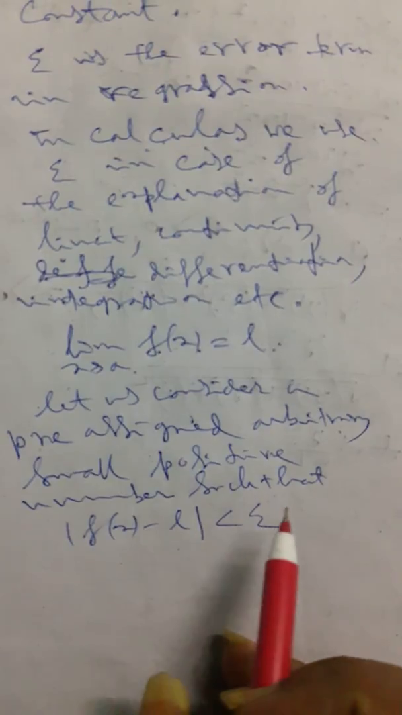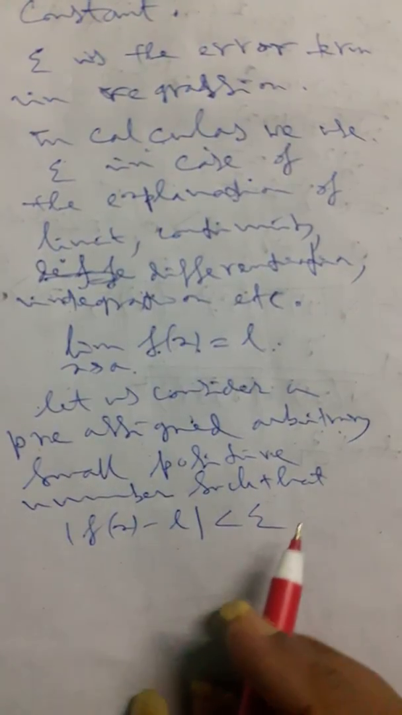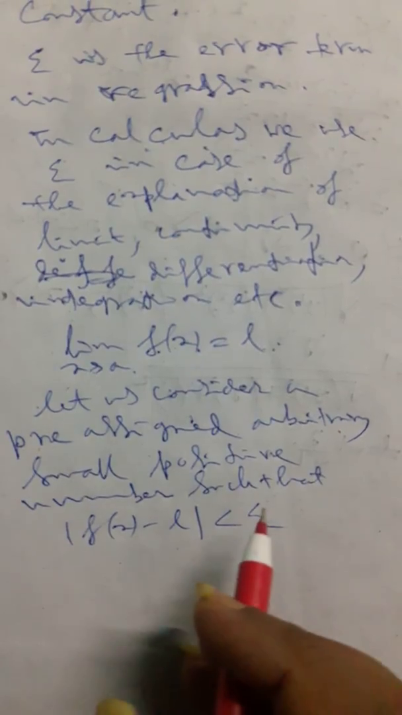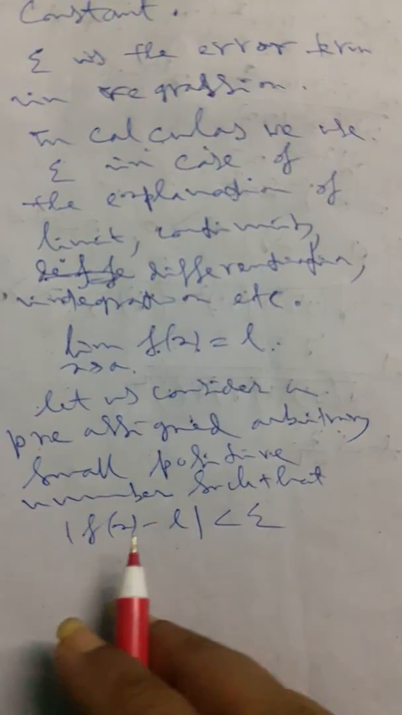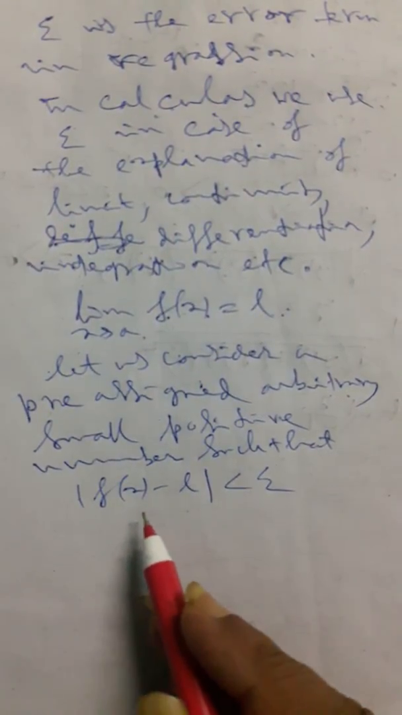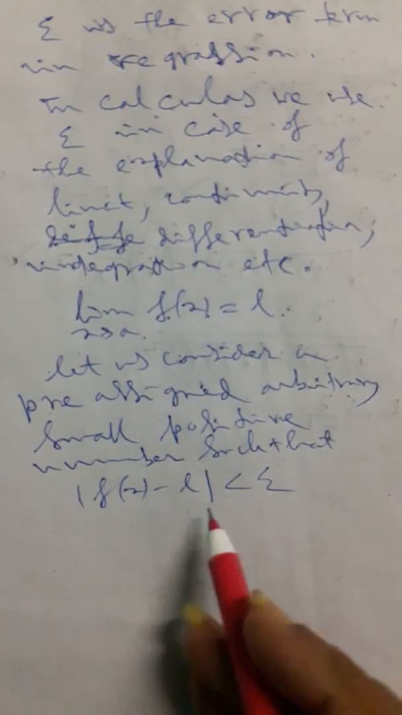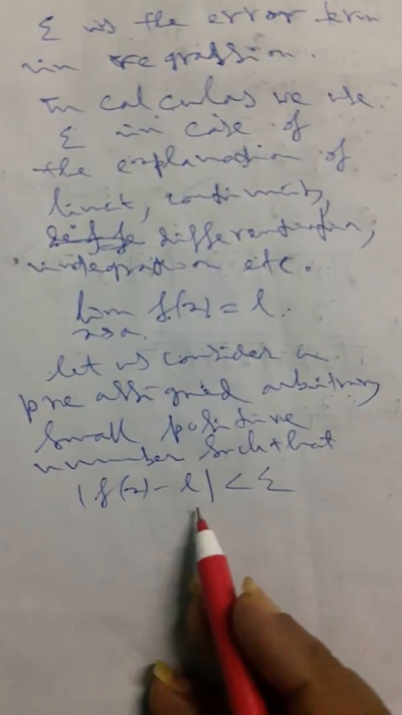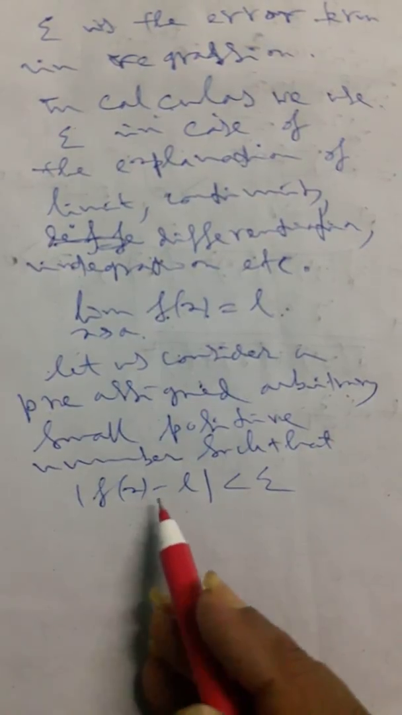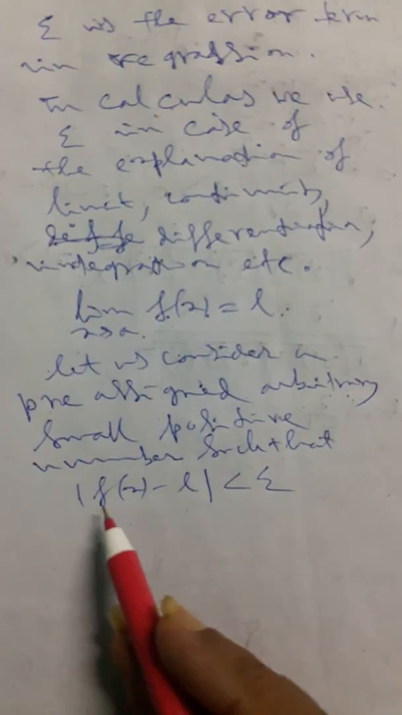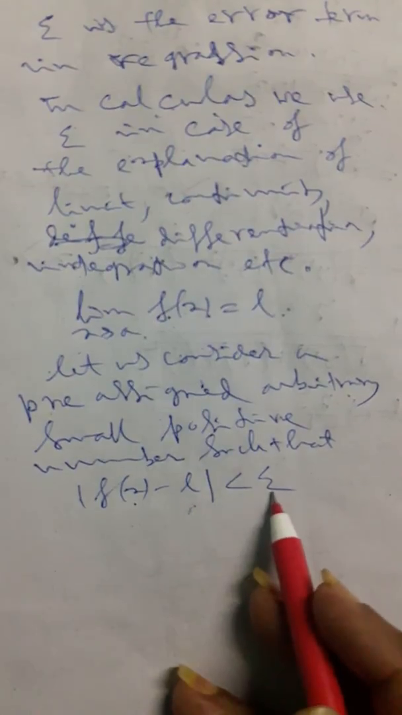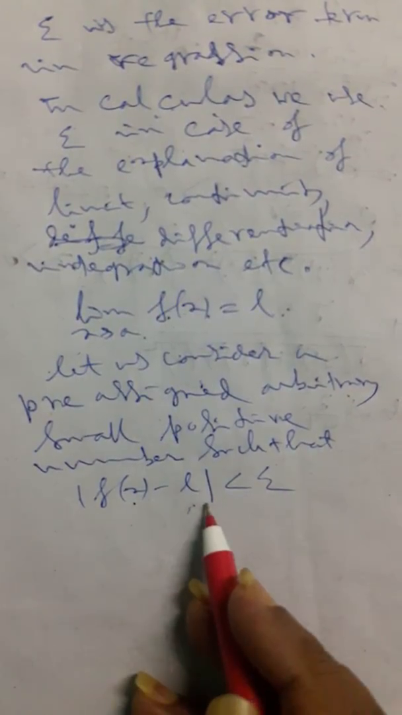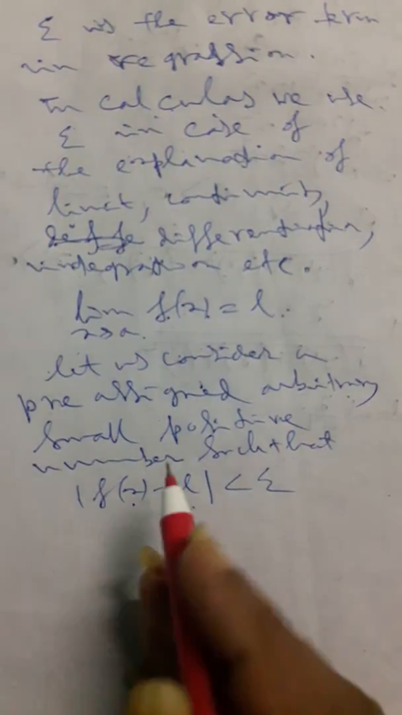It is very small, and the choice of the epsilon depends on us. Basically it is better to choose half or less than half, and we choose this epsilon in such a way that mod of f(x) minus L is less than that. That is, the absolute value of the difference between the function and its limiting value L is less than epsilon. That means the function coincides with the limit: mod of f(x) minus L less than epsilon.